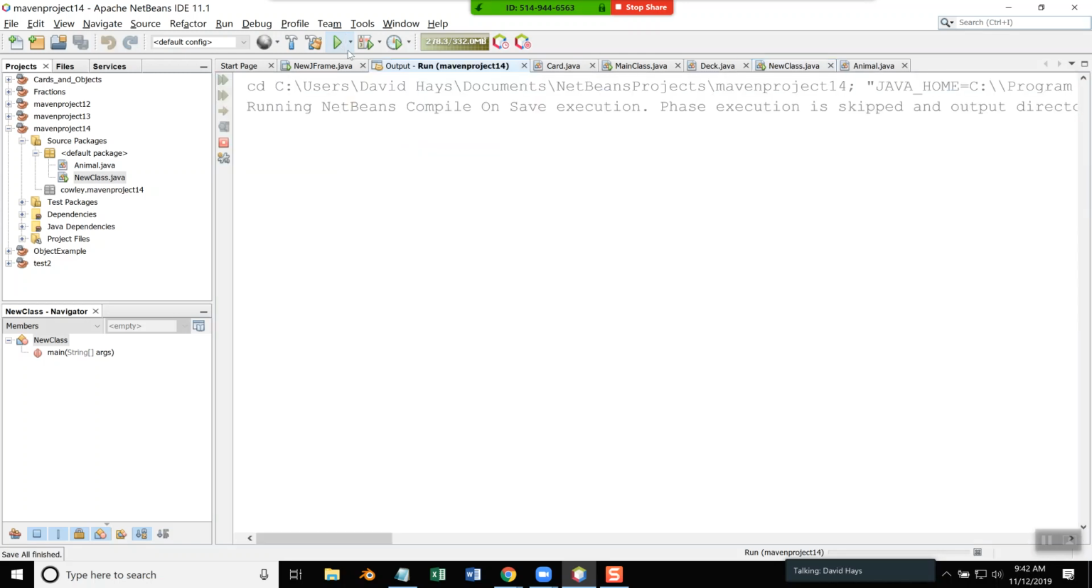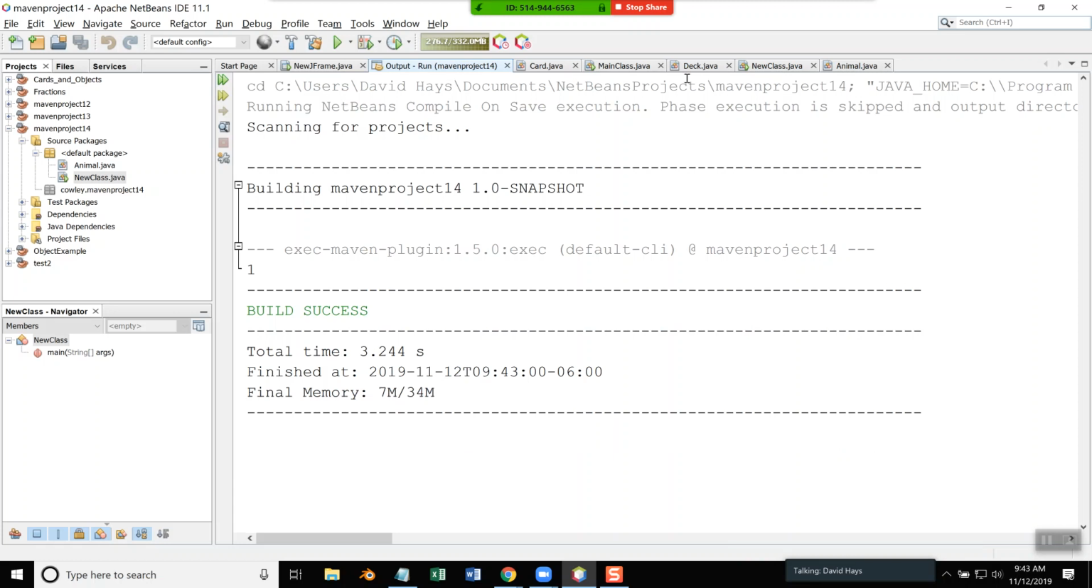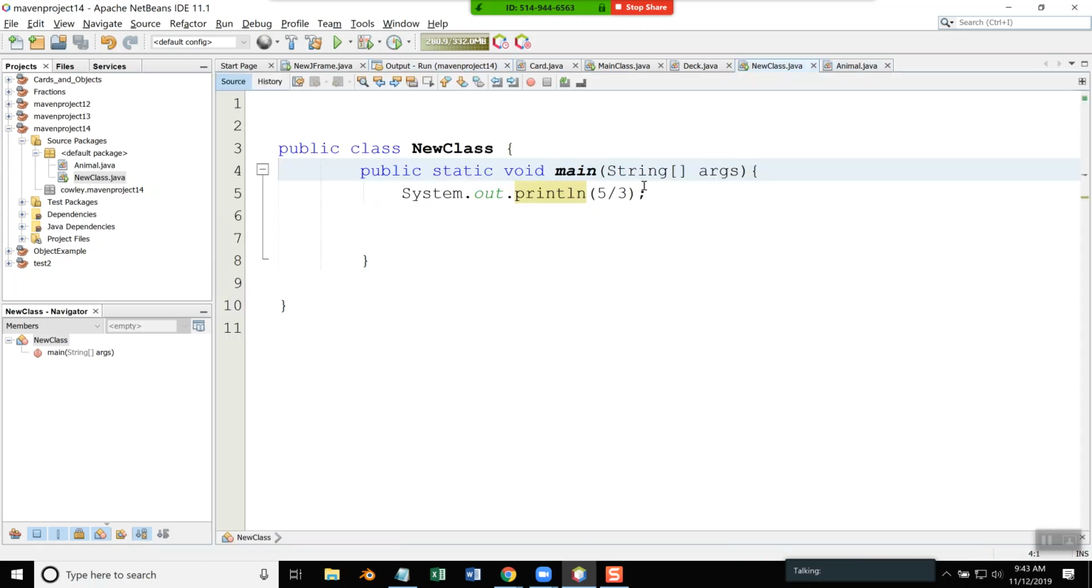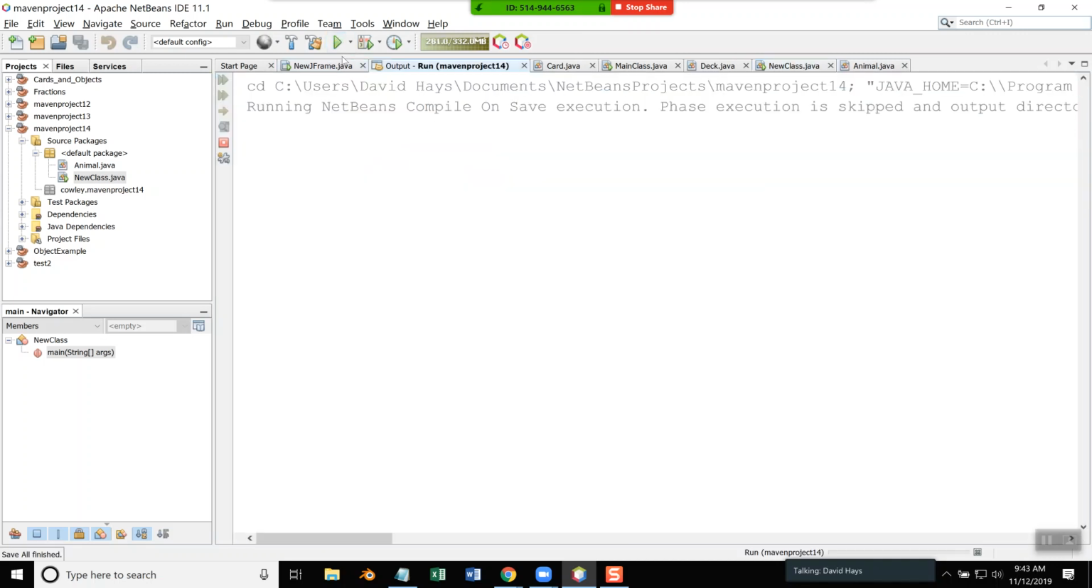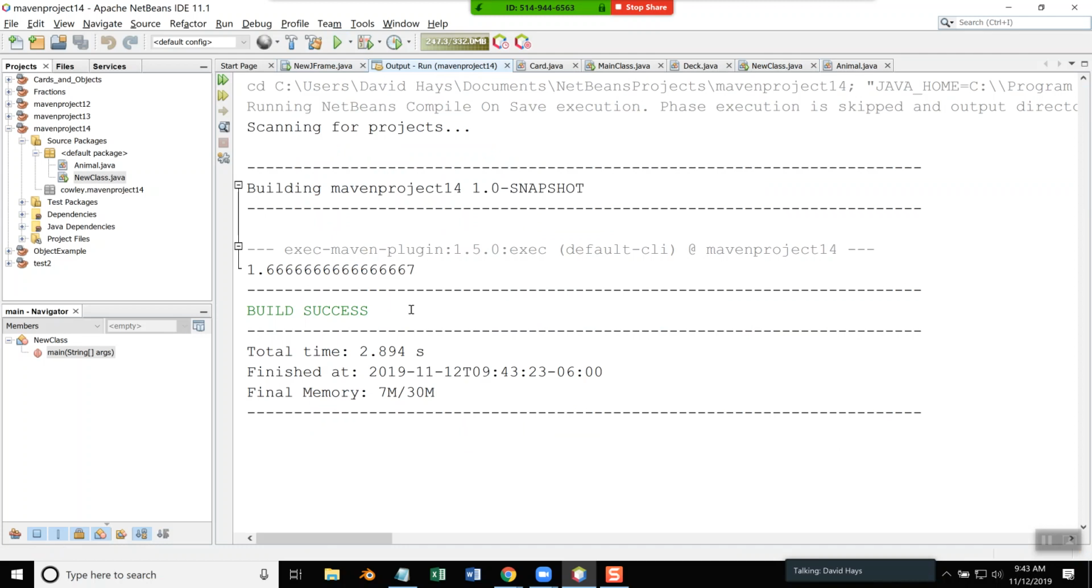So if I do 5 divided by 3, we get 1. Now notice those are both integers. If I change one of them, I put a 0.0 on it, that makes it a double float. And so when I run it, since one of them is a double, it's going to do our regular division with decimals.